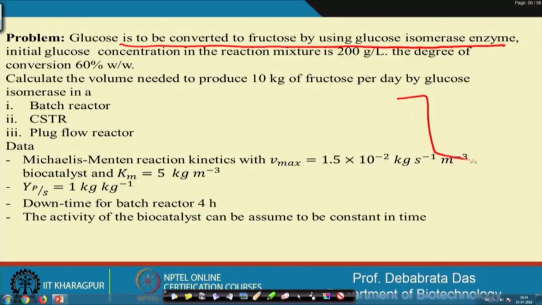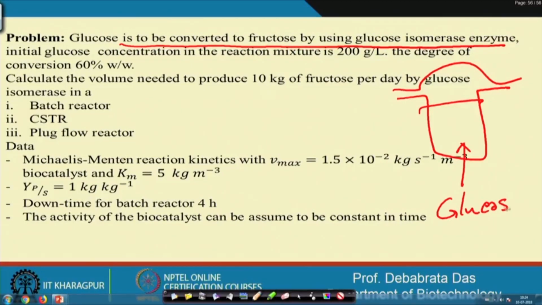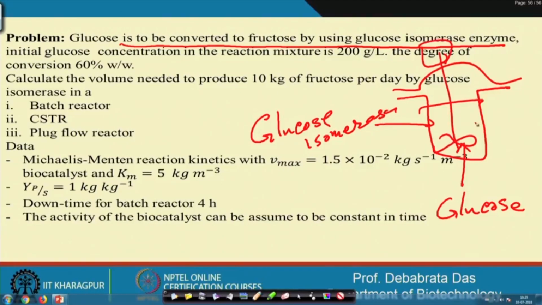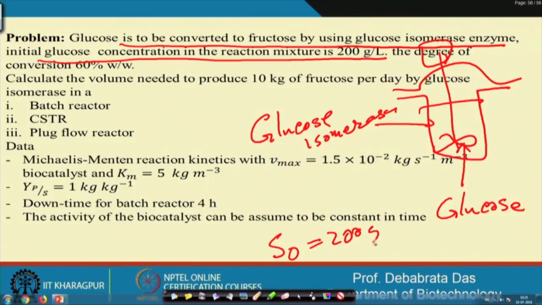So, you know that you have a reactor like this. Here we are bringing the glucose, and the enzyme we are giving here is glucose isomerase. This is the isomerization reaction that takes place. The initial glucose concentration is 200, so S0 is 200 grams per liter. The degree of conversion is 60%. So, we want to produce 60% conversion of the substrate.